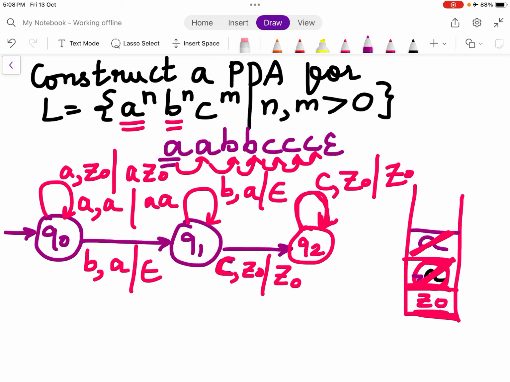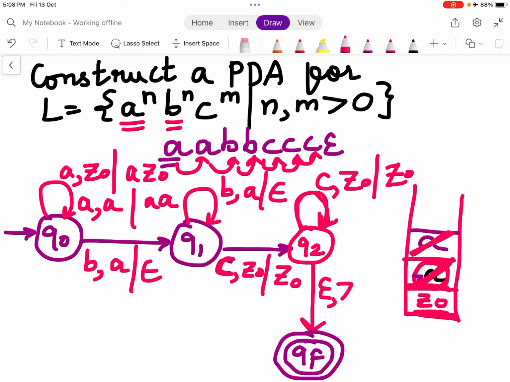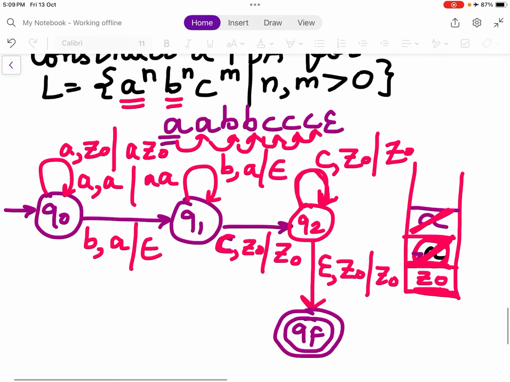Finally you have an epsilon, nothing is there now, so you get a new state. We say this is your Q final state. You have an epsilon on the string, on top of the stack you have a Z0, so the Z0 will remain, and you reach the Q final state.